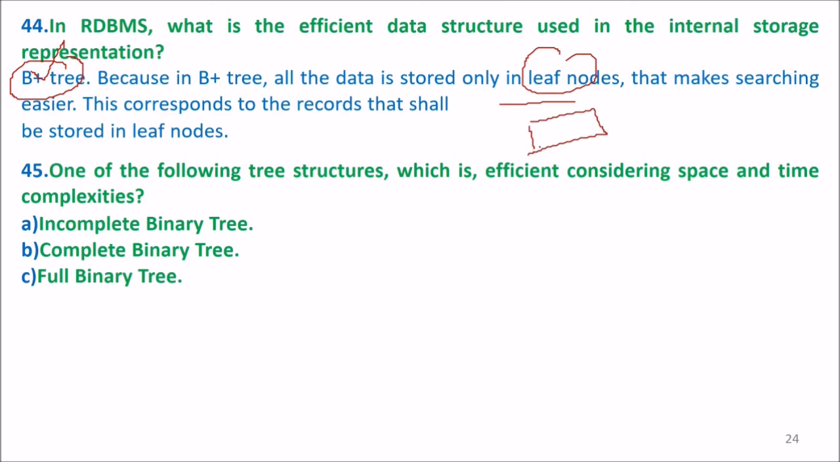And moreover, you can also perform one more thing. The leaf nodes can be connected together, pointing to one another. So you can also traverse. So this corresponds to the records that shall be stored in the leaf nodes.